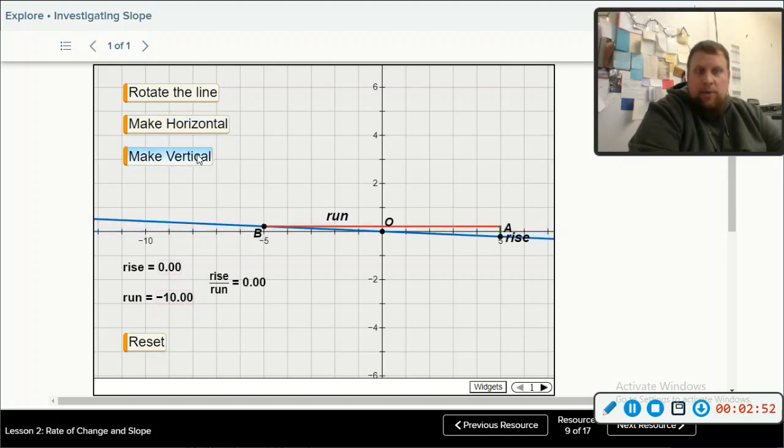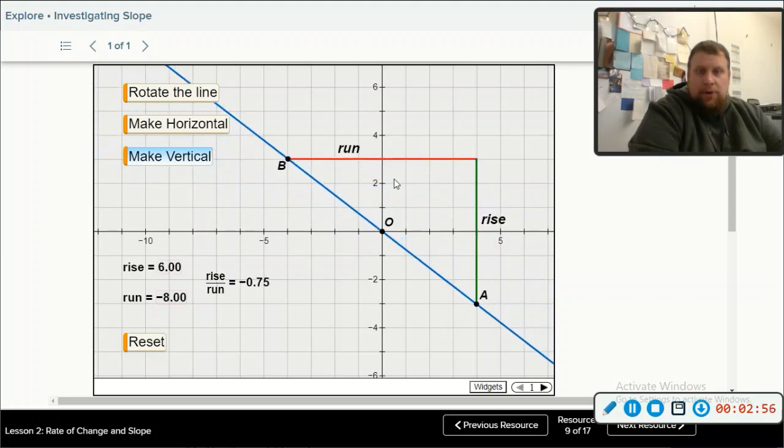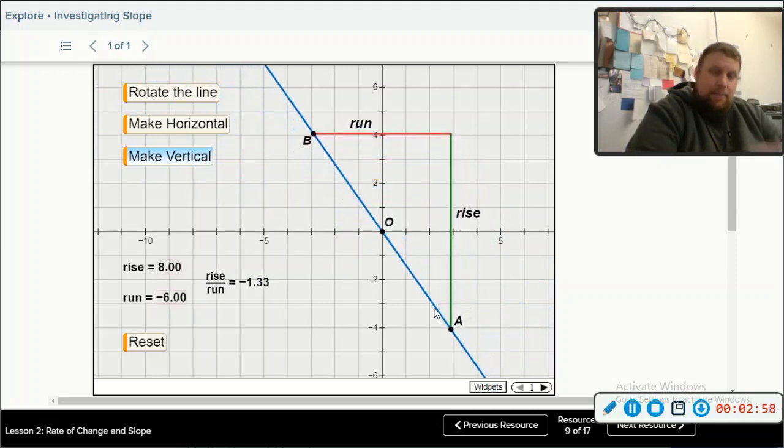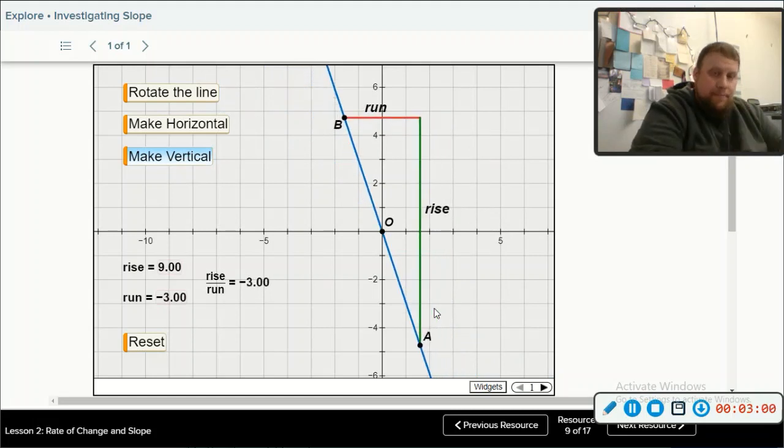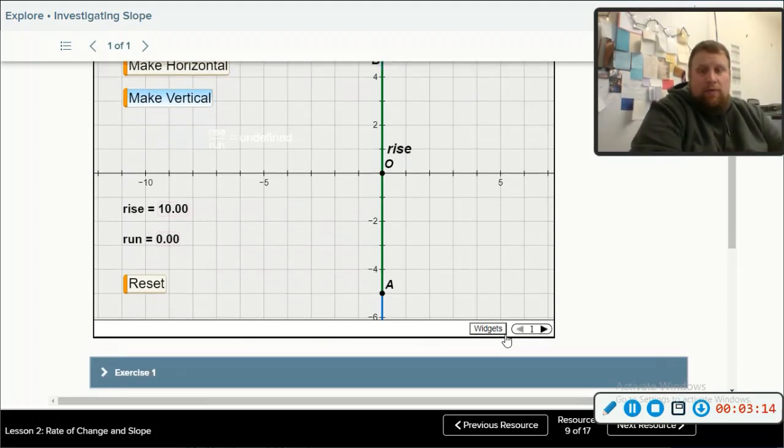But then let's look at when it's vertical. Now notice my run is starting to disappear, but my rise is getting bigger. Now, my rise is huge, but my run is 0. Notice there's no slope. It's because this would be 10 divided by 0, and you can't have division by 0, so there is no slope for a vertical line.